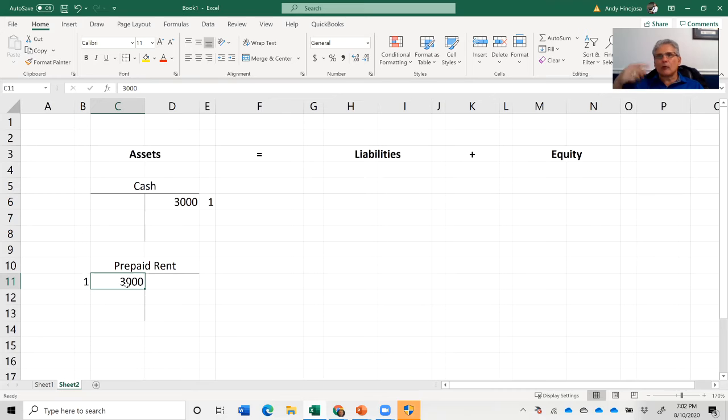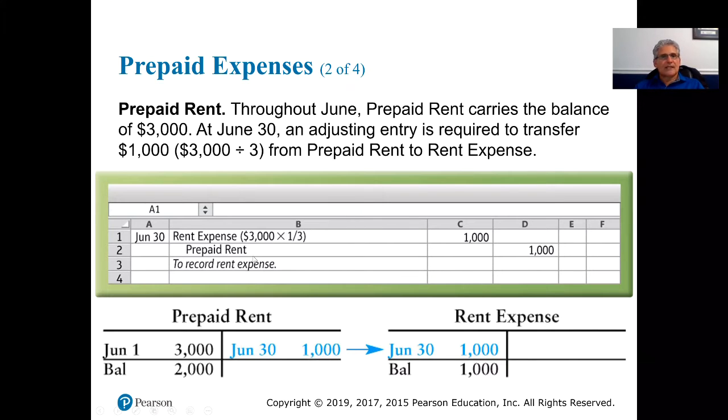What do we have? Well, we've used up June. We still have July and August. So there's 2 months of prepaid rent left. But right now, we're showing 3 months, 3 times $1,000. So now we need an adjusting entry. What's the adjusting entry? So the adjusting entry is on June 30th. We're going to recognize 1 month's worth of rent expense for $1,000. 1/3 of what we paid. The expense is incurred, so we have to make the adjusting entry.